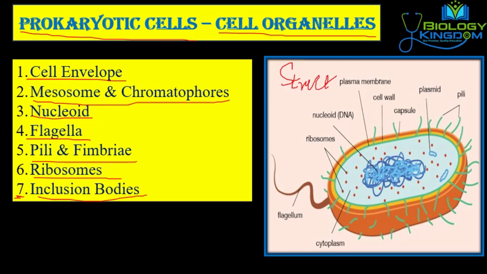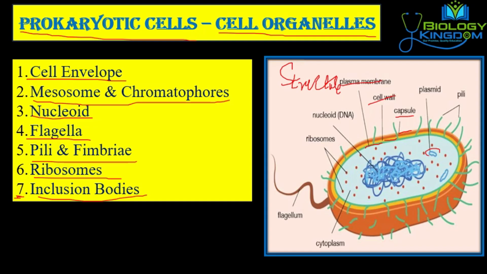Here, this layer is the plasma membrane, the yellow colored layer is the cell wall, and the outermost layer is the capsule.